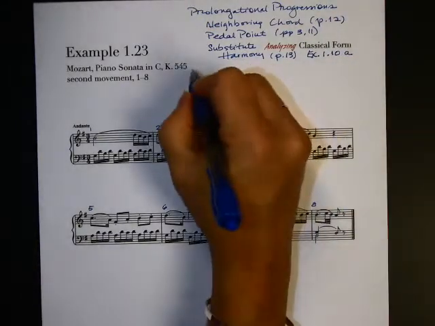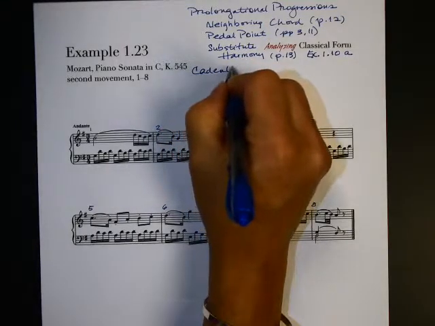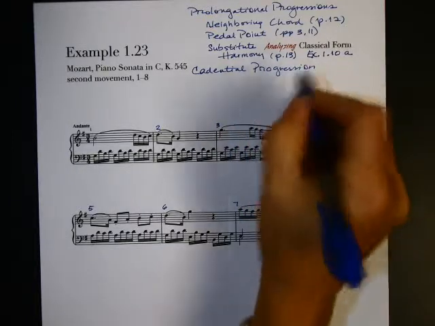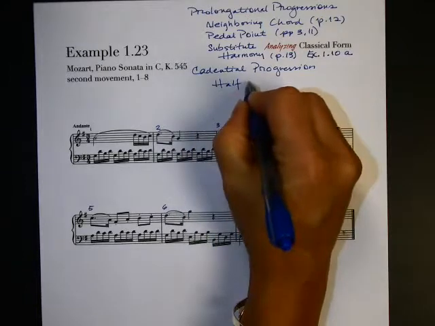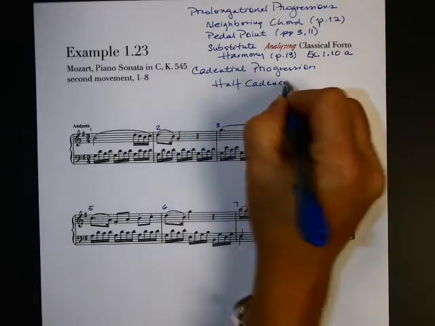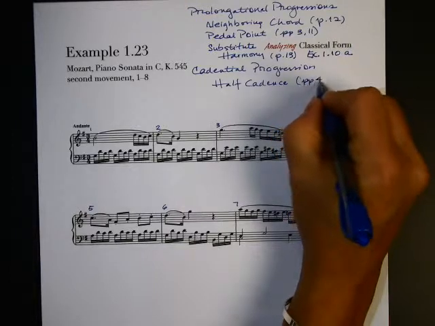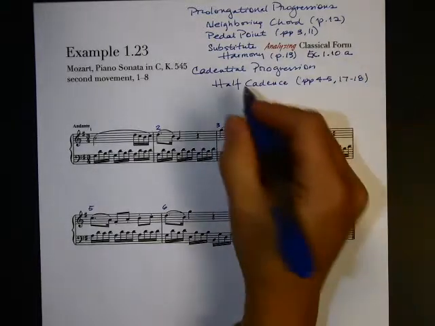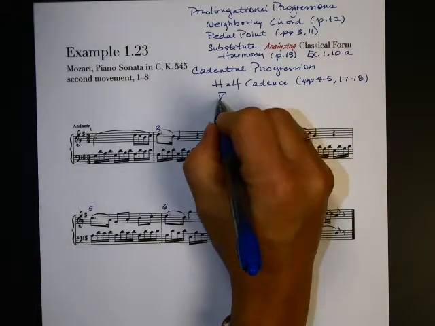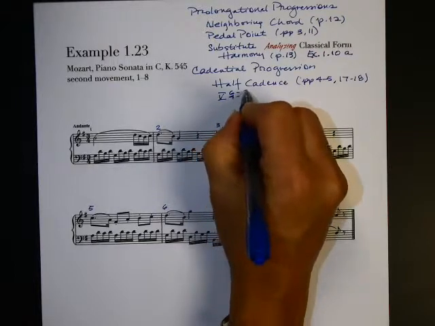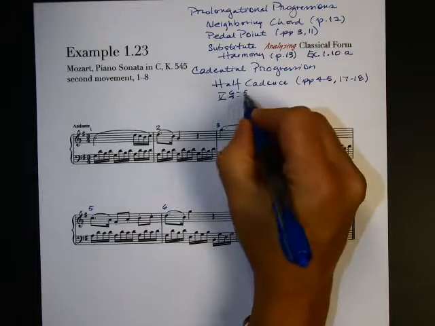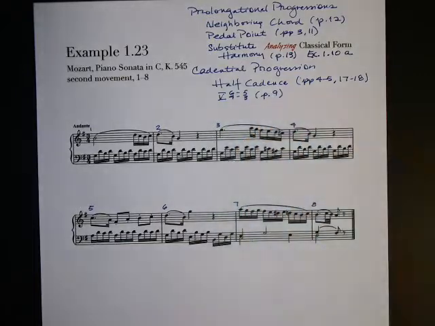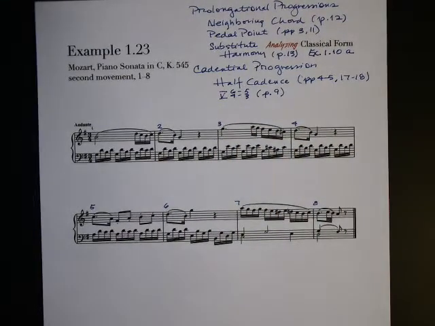We will also look at the cadential progression at the end of this phrase, and it is specifically a half cadence, and that's discussed on both pages 4, 5, and 17, 18. We also are going to have that instance of a cadential 6/4 that moves into a root position 5 chord, and Kaplan discusses that on page 9 in the textbook. So let's start with a traditional Roman numeral analysis.